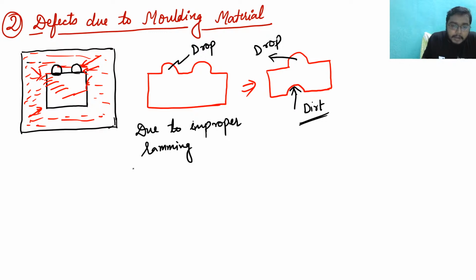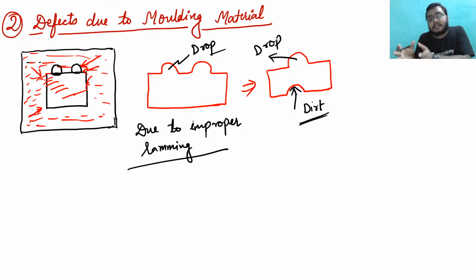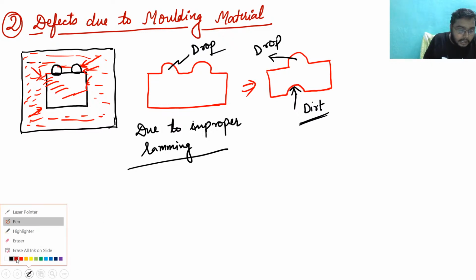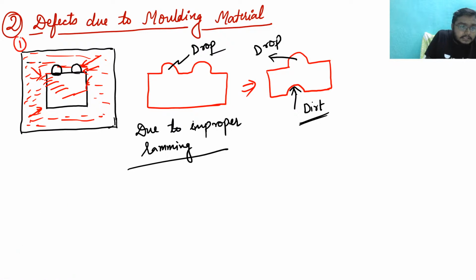Why? Because due to the improper ramming only, my sand particles are not bound very cohesively, and hence these small parts of molding sand will drop on the casting and form a drop. Since molding sand is dropped, the defect is known as drop. Clear? This was named as drop and dirt.